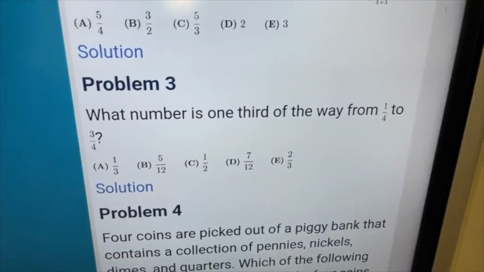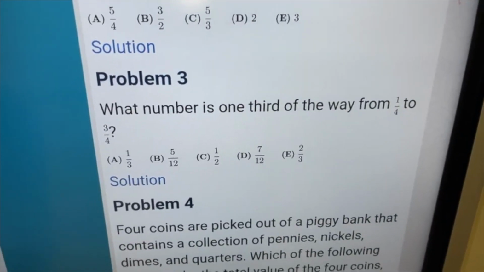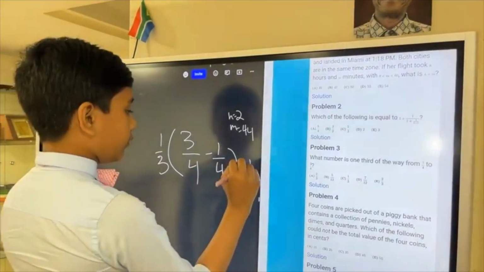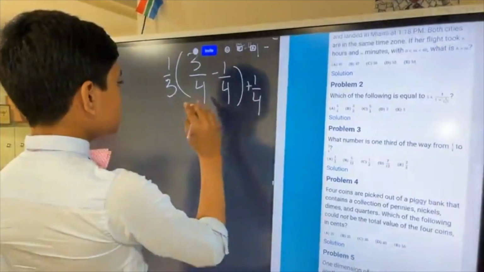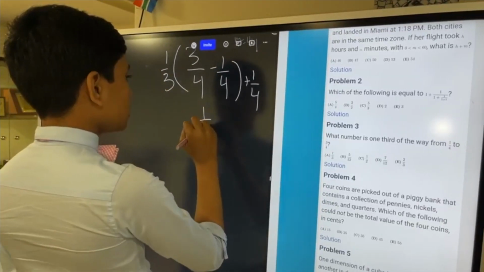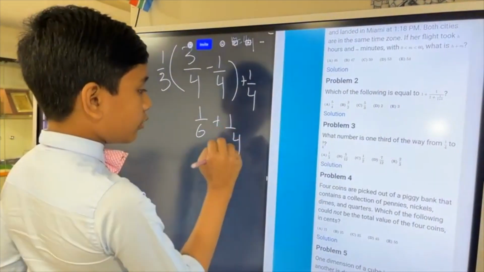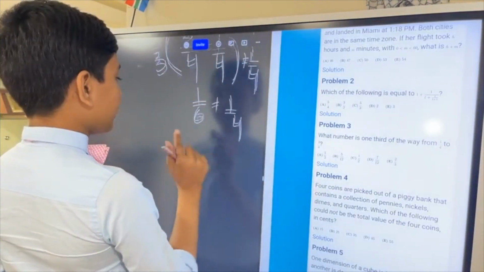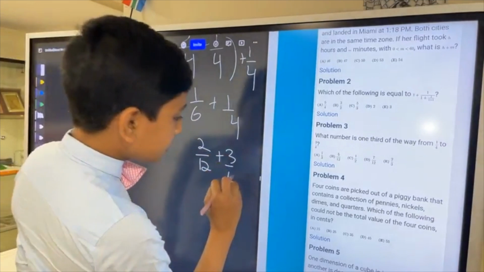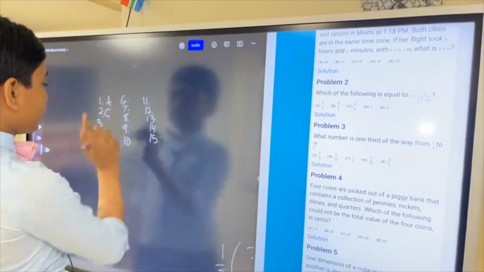Well, what number is 1/3 of the way from 1/4 to 3/4? Well, just 3/4 minus 1/4 times 1/3 plus 1/4. So this is 1/2, I think. Yeah, it's 1/2. So it's 1/6 plus 1/4. It should be 5/12, I think, but doesn't hurt to check. 2/12 plus 3/12. Yep, it's 5/12, which means the correct answer is B.